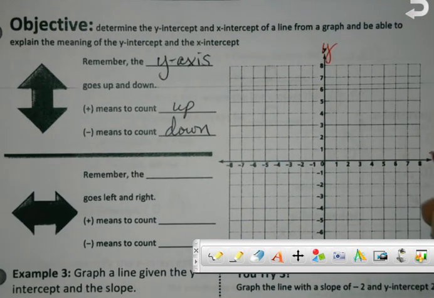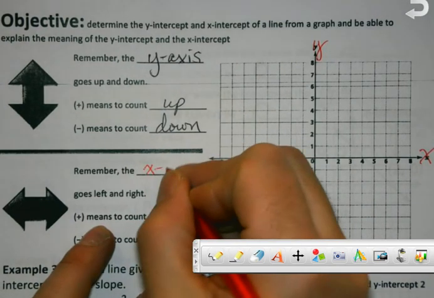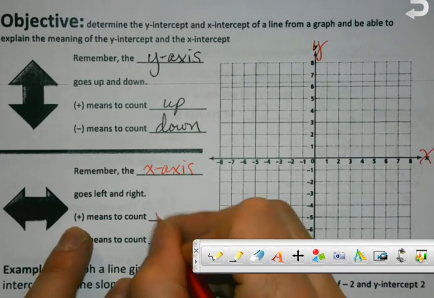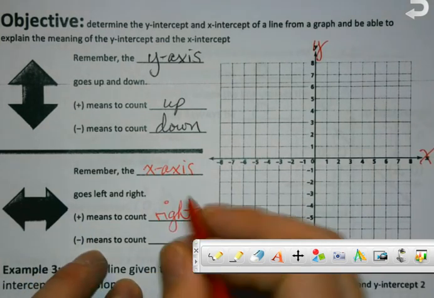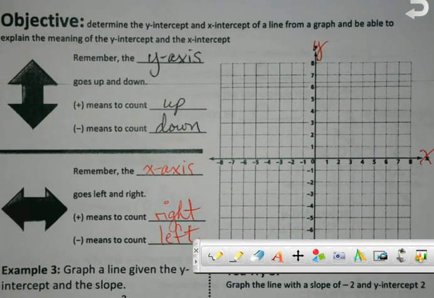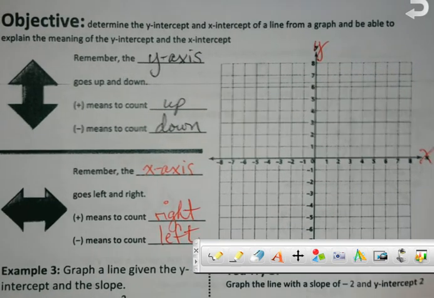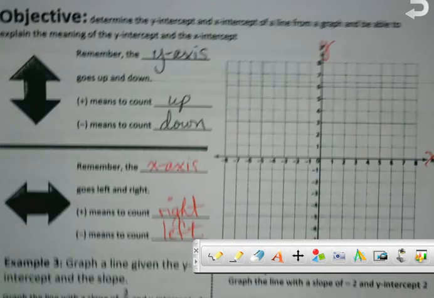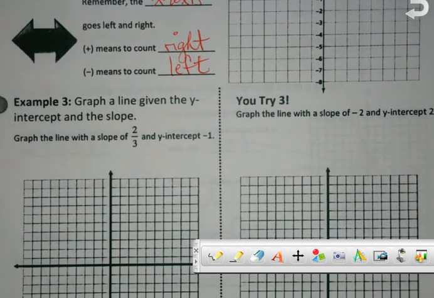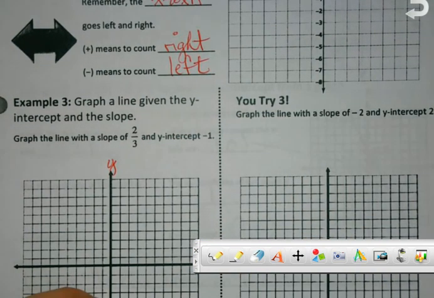I'm going to label these a little bit bigger. Then the x-axis goes left or right. If it's positive, I go to the right. If it's negative, I go to the left. So now, here's how this is going to work. Scooch this up just a bit with our reminders available. Whenever you get a graph, if they're not labeled right away, I would label my x and y axis so I remember where everything goes.